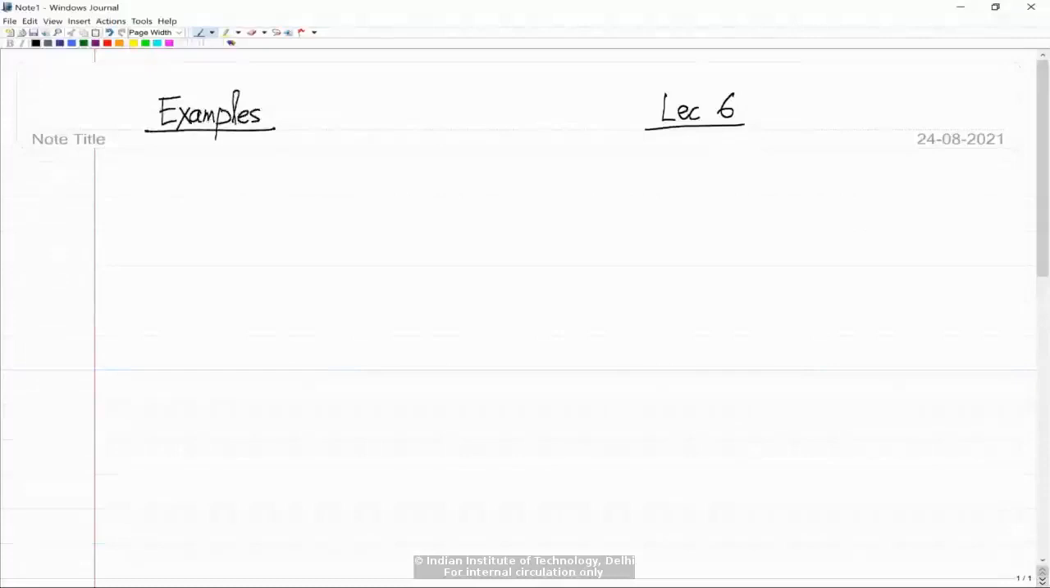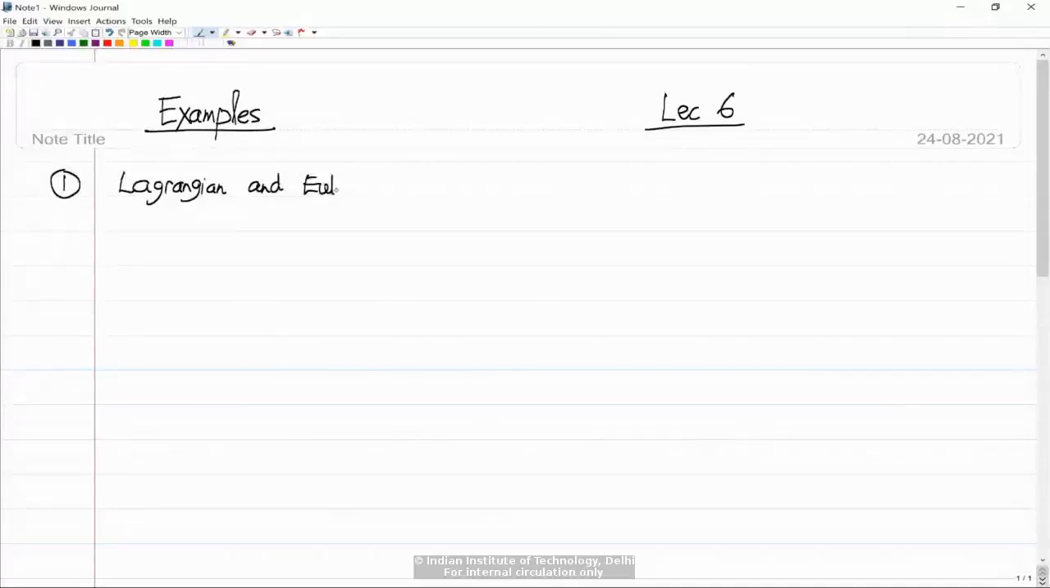Okay, so the first example is about the concept of Lagrangian and Eulerian, and also the velocities, acceleration, or maybe I should say representation.